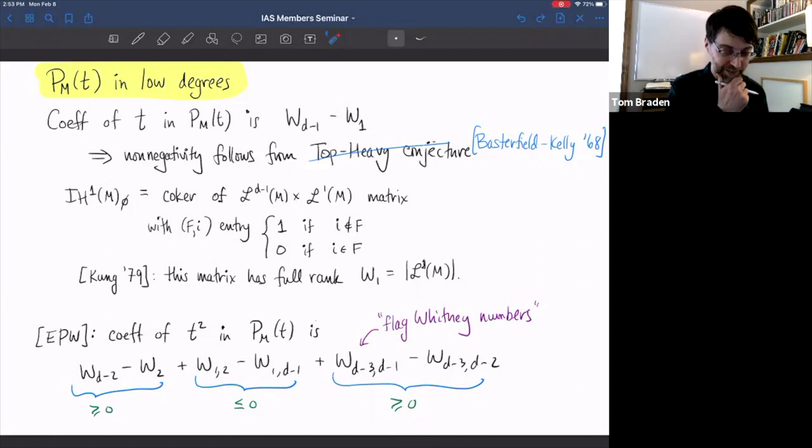But these combinations seem to have interesting properties. Above T squared, they get too complicated to see patterns, but I'm still hoping to wring out some interesting information from the T squared case and see if it relates to things that matroid theorists already think about or would be interested in thinking about.